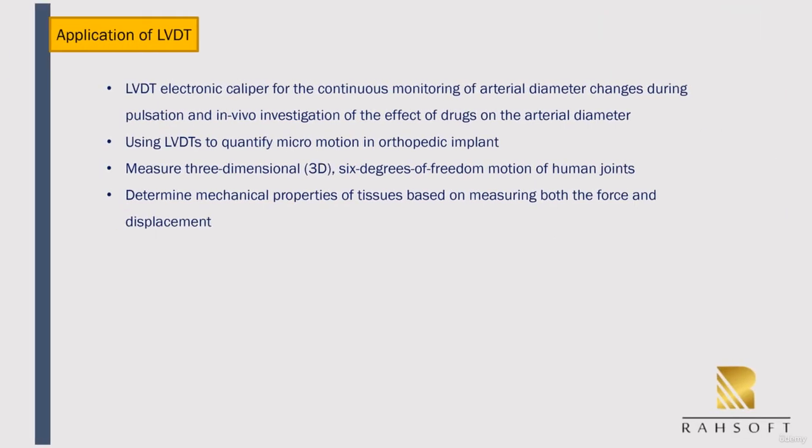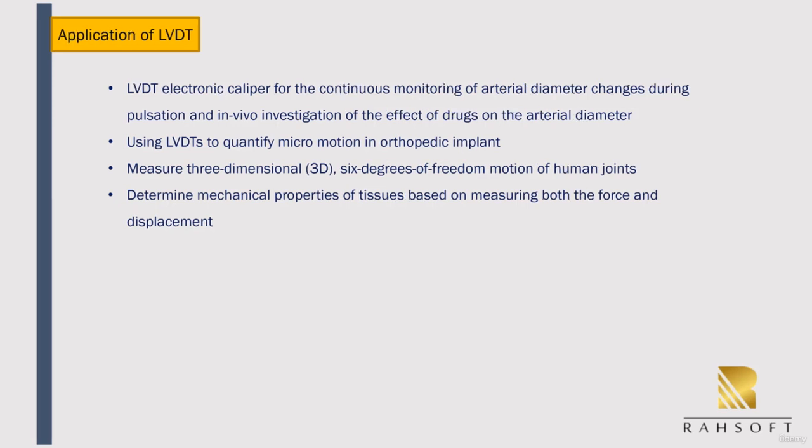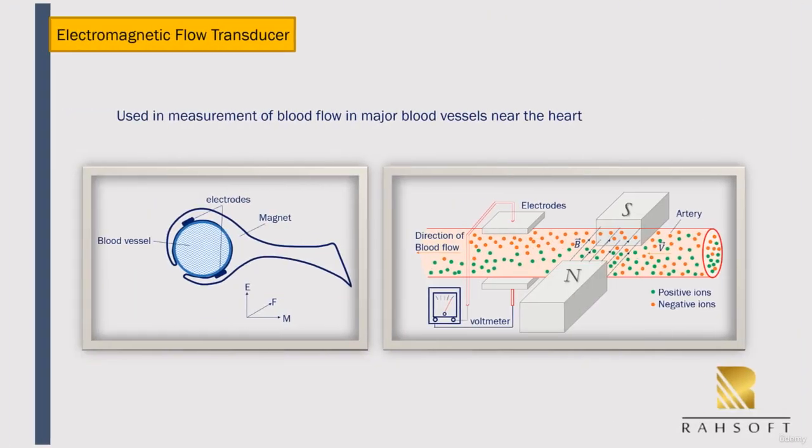Another application is an electronic caliper for continuous monitoring of arterial diameter changes during pulsation and in vivo investigation of the effect of drugs on the arterial diameter. A different type of transducer is an electromagnetic flow transducer. They are used to measure blood flow in blood vessels near the heart, including the aorta, at the point where it exits from the heart.